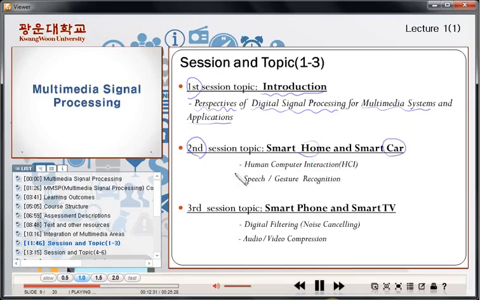Here, human-computer interaction means human-to-machine interface, and speech and gesture recognition. These theories are basic theories applied to smart home and smart car. And the third session topic is smartphone and smart TV. Here, digital filtering, especially noise cancelling, and audio-video compression theories are the basic fundamentals applied to smartphone and smart TV.